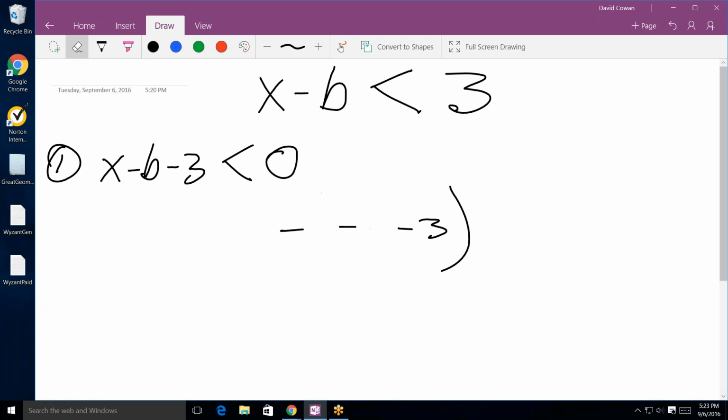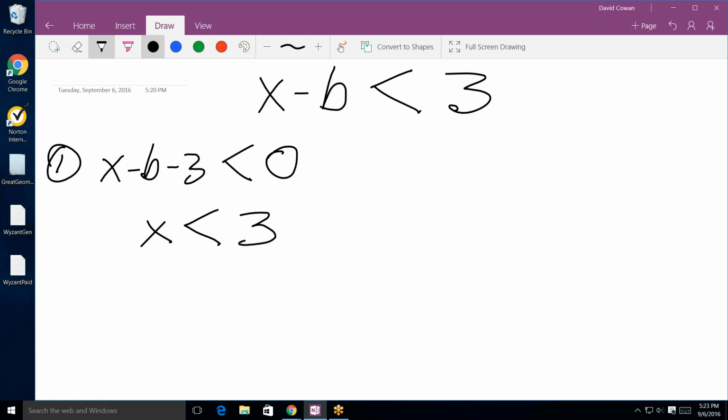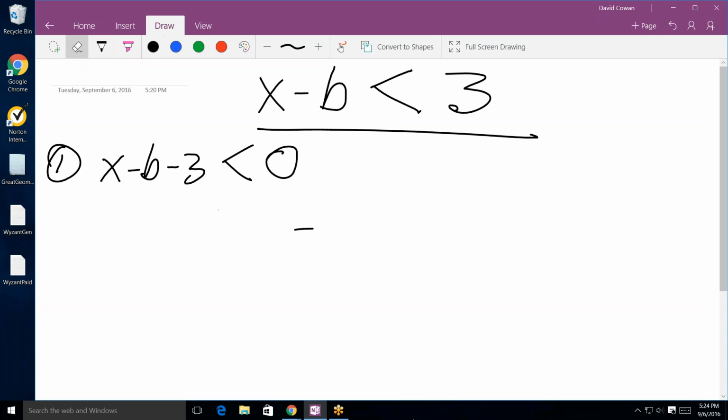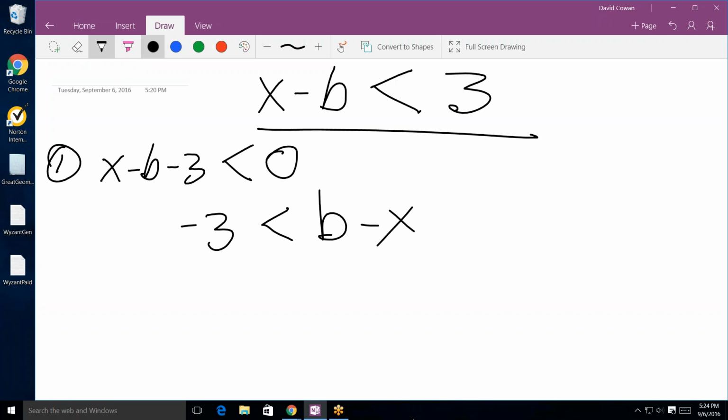What were their other choices? x is less than 3 minus b. Is that true just based on that one? No, it is not. I'd have to add b to both sides, so it would have to be that. And what's another choice? Negative 3 is less than b minus x. It is true.